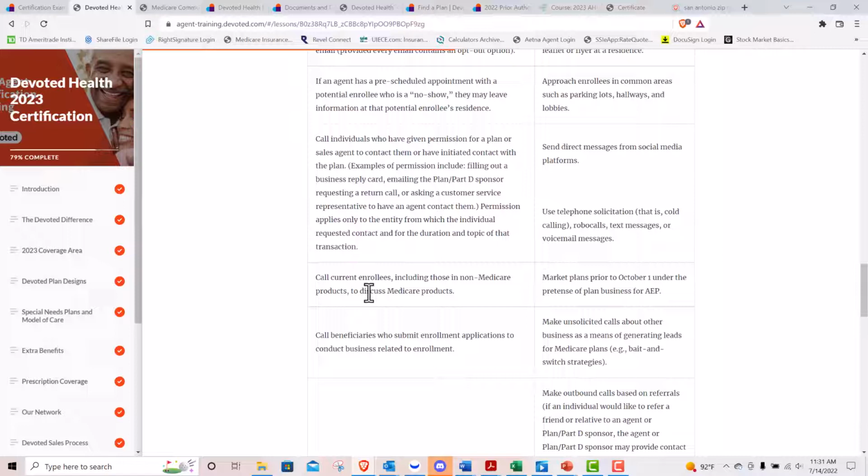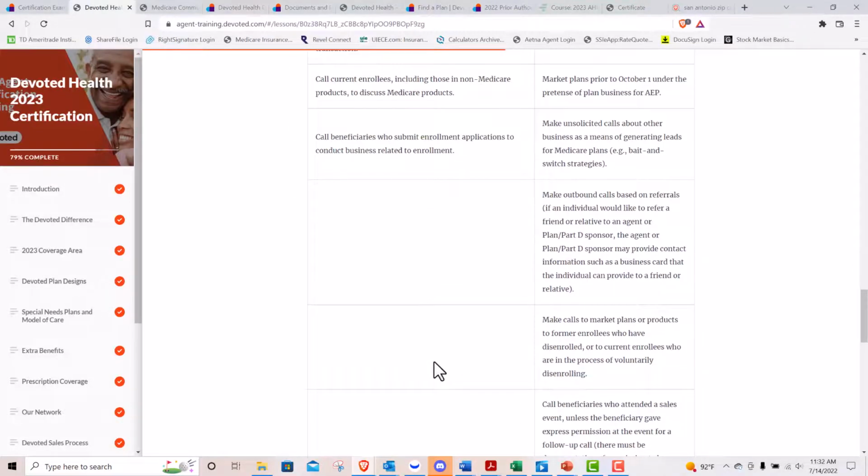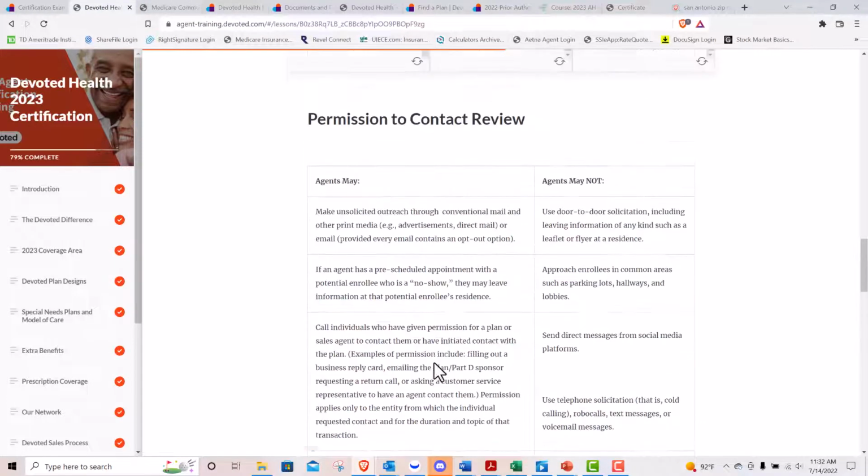Okay, so you're also able to call beneficiaries who submit an enrollment application to conduct business related to enrollment. So I'm assuming this means if you have a client who submits an enrollment application for, like, dental, you're able to call them, which is kind of unfair because it opens up the devoted insurance agents to call. For example, I know for Humana dental insurance, they can collect the application, which means the in-house agent could potentially steal your client. But that's just something we have to deal with. So be very, very cautious of how your clients are doing anything.